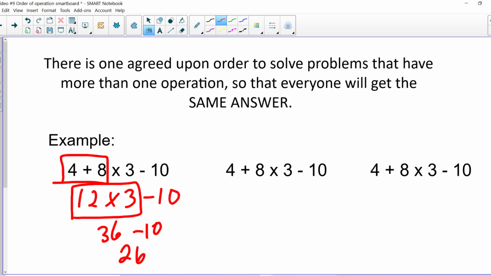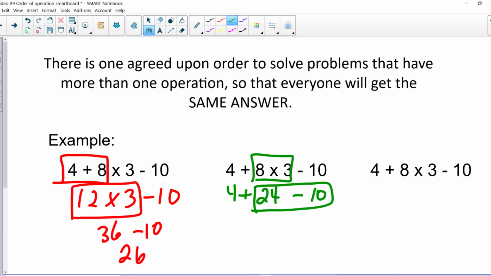Well, let's try a different order. What if I tried, let's try multiplication first. Let's do the 8 times 3. All right, so 8 times 3 is 24. Then I'm just going to bring the rest of the problem down. And let's do subtraction next and do 24 minus 10, which gives me 14. And then I'll bring down the last part of the problem. 4 plus 14 gives me 18. So notice I have the exact same numbers, the exact same operations, but I did them in a different order and I got 2 different answers.